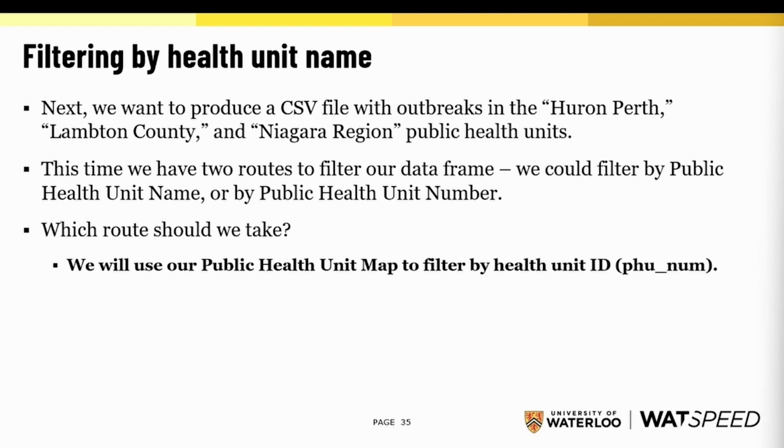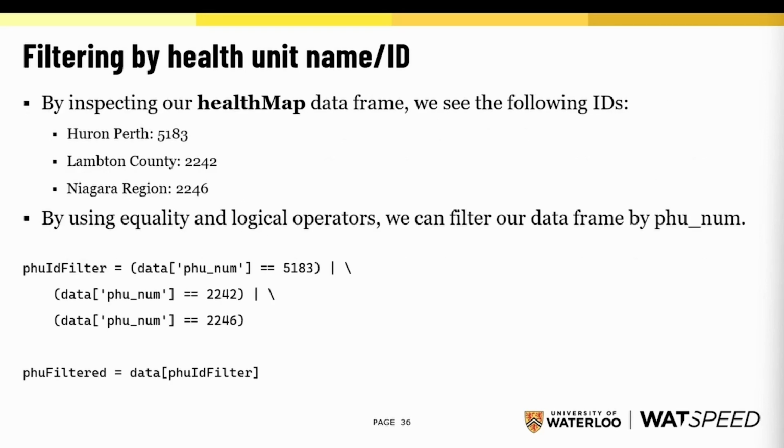So if we inspect our health map data frame, and I suggest that you pause the video here and quickly inspect it, jot down the values for the Huron-Perth, Lambton County, and Niagara Region health units. After inspecting the health map data frame, we see that Huron-Perth has an ID of 5183, Lambton has 2242, and Niagara has 2246. And so by combining our equality and logical operators, we can filter our data frame by public health unit number, can't we?